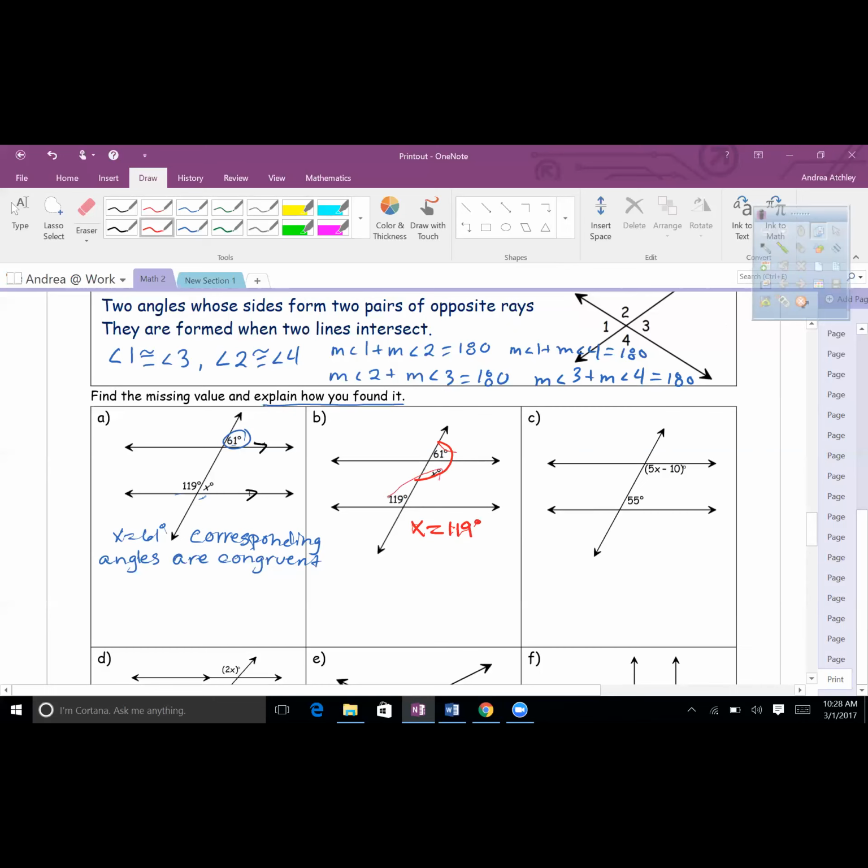These are also alternate interior angles. And this is how we abbreviate alt interior angles are congruent. Or you could say that 61 and x are a linear pair. 61 and x equal 180. Either one is fine. Or x plus 61 equals 180.